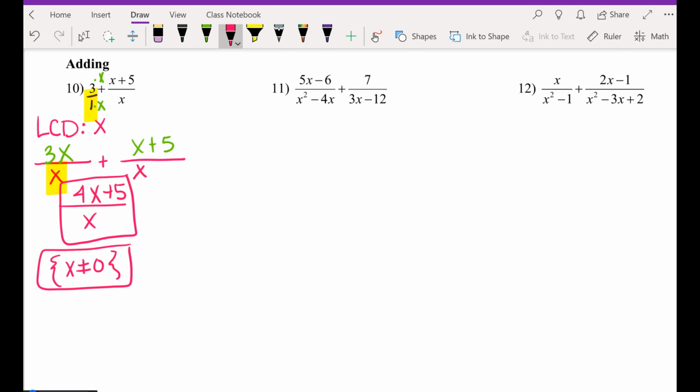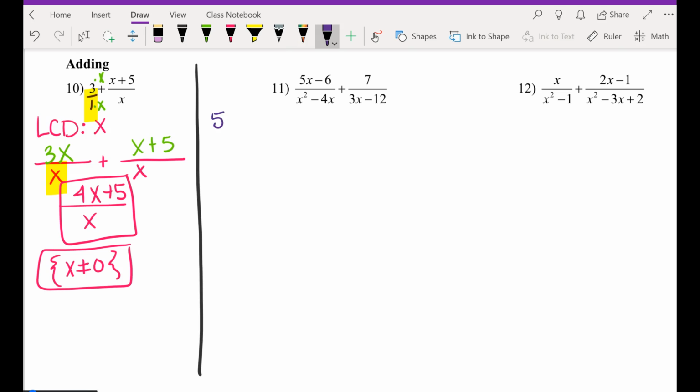Next one, it's 11. Okay, let me draw a line. 5x minus 6 all over x squared minus 4x, plus the quantity of 7 divided by 3x minus 12. First things first, you have to factor them all out. Can we factor out the first denominator? Yeah. What would it be? I can take the x out.